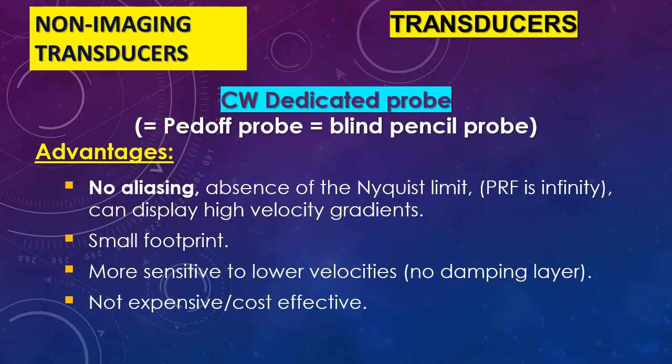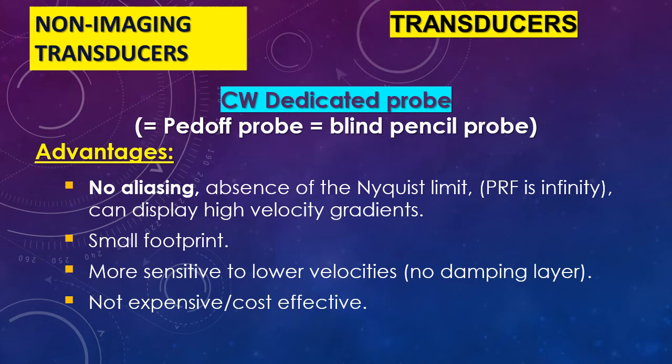So what are the benefits or the advantages of the CW? Okay, there is no aliasing. This is the one famous thing about the CW. Why is there no aliasing? We mentioned earlier that aliasing happens when the Doppler shift is higher than the Nyquist limit. If I'm increasing the PRF, what happens? The Nyquist limit is increased.